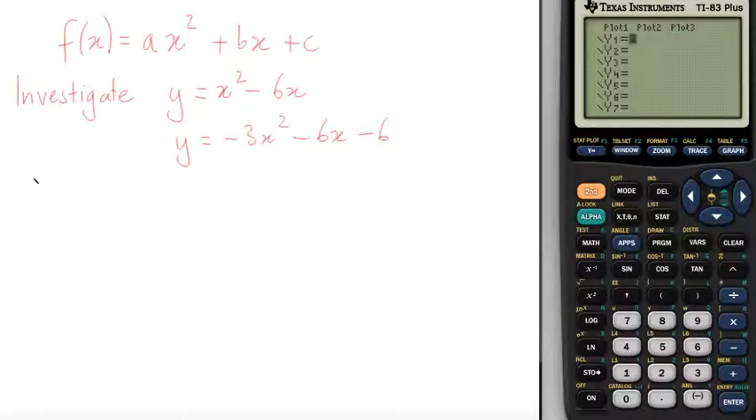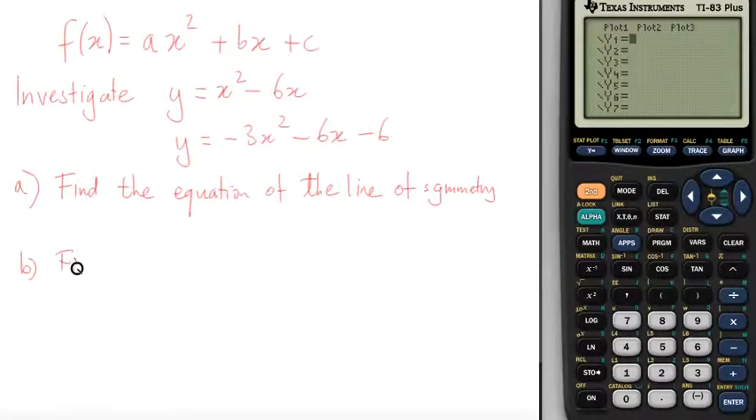we want to do this in different parts. We're going to find the equation of the line of symmetry. It's one property of quadratics that they're symmetrical. We are going to find the coordinates for the max or min points.